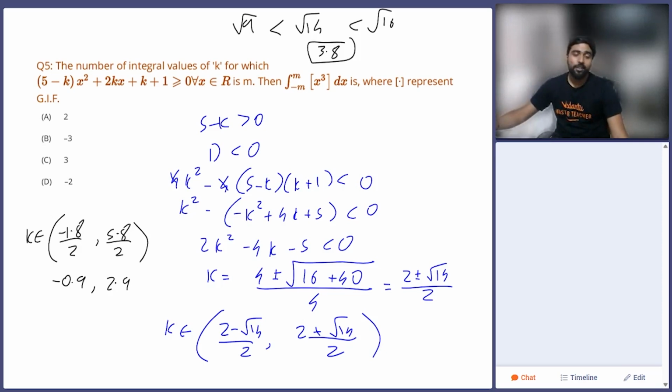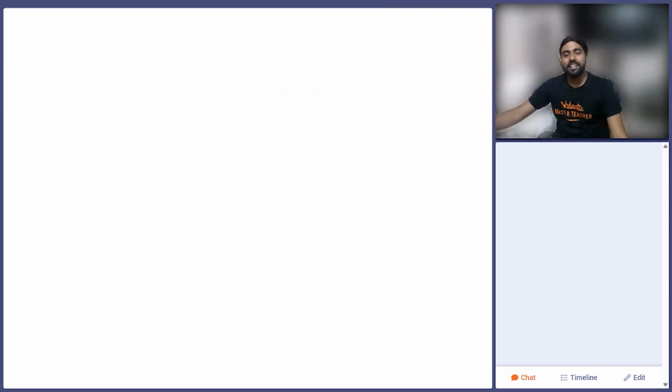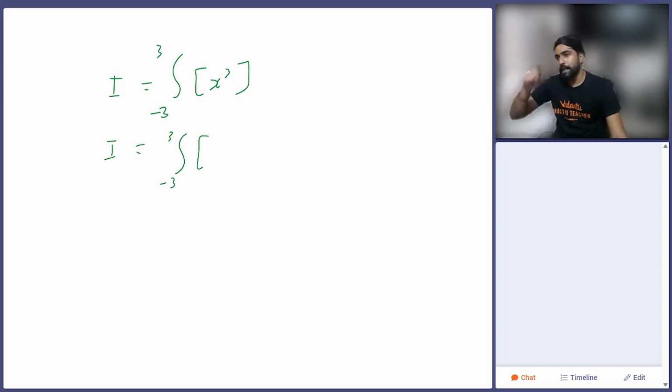So how many integral values are possible? I have 0, 1 and 2. So I have 3 integral values possible for k, which means the value of m is equal to 3. So if m is equal to 3, I need to find the integral from minus 3 to 3 of the greatest integer function of x cube. This is the integral I'm looking for. I'll use the King's rule. I can write this as the greatest integer function of (3 minus x) cube. So that's minus x cube.